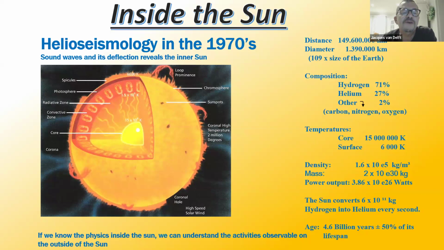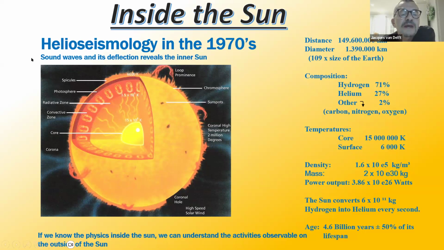Now, first of all, if we look at this image, you can see that the sun actually has a core, a convection zone, a radiation zone, and then the photosphere. This is the inside of the sun, and it was revealed during the 1970s by helioseismology. They used sound waves, and the deflection of those sound waves revealed what you see now on this picture. I'm just going to concentrate first on the inside.